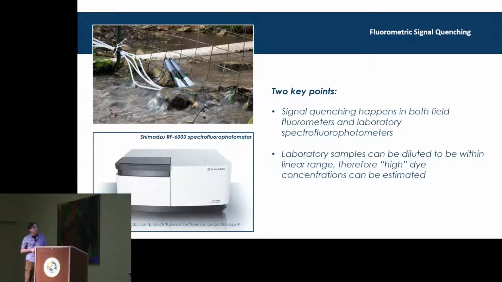But the biggest difference between the two approaches is that direct water samples can be diluted in the lab using wet methods. So you could dilute it by 2, and then you would know you would have double that concentration. So above the linear range, we can estimate dye concentrations using the laboratory samples. At high concentrations using these in situ fluorometers, we can't. They basically peaked out.